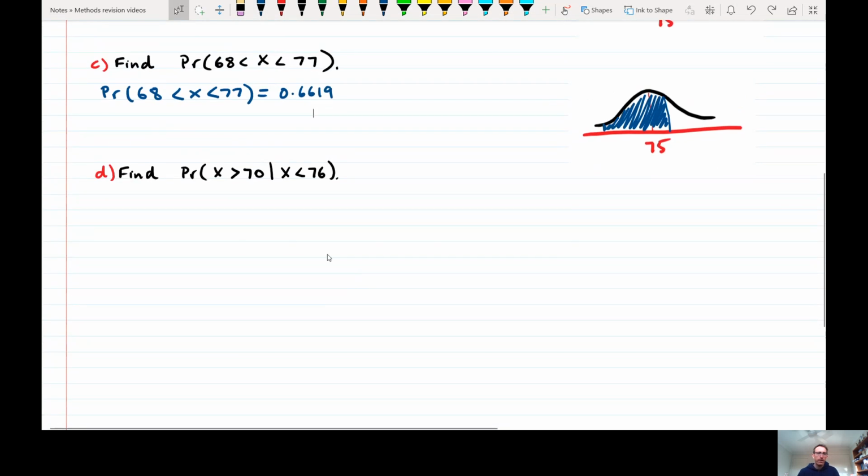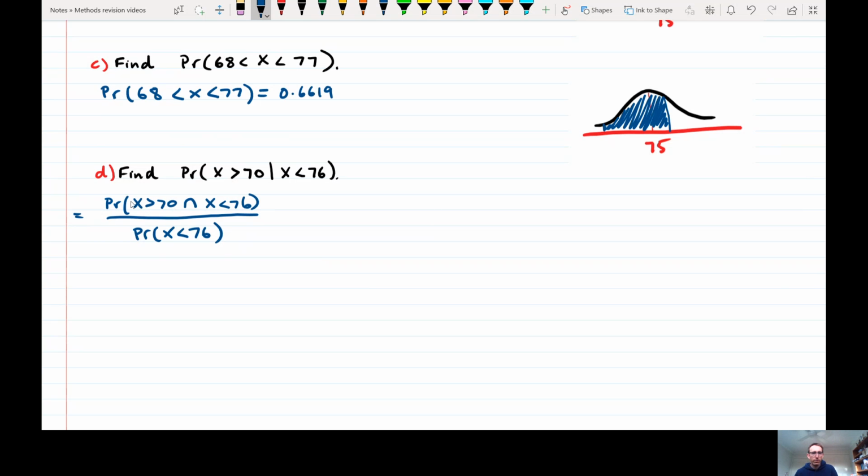And then we finish off with good old conditional probability. So find the probability of this. Remember that with conditional, that means the same thing as defining the probability of it being the intersection of those two intervals divided by the probability of the second interval.